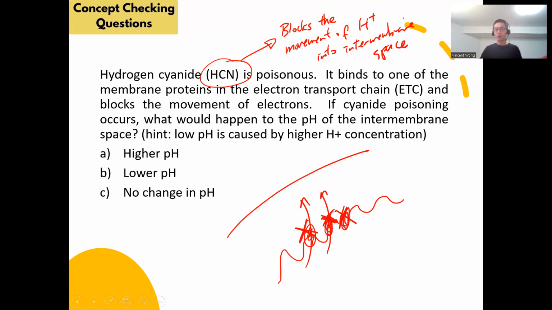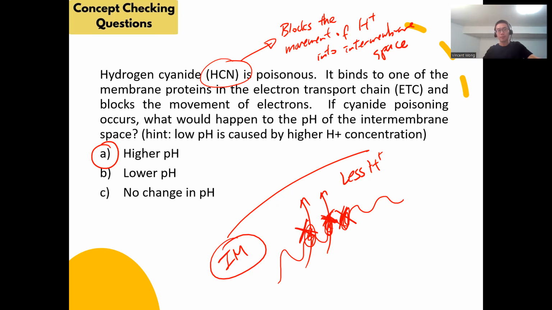Right? You cannot pump the H plus over. So this is the intermembrane space. If you can't pump the H plus, that means you have less H plus, right? If you have less H plus, is it higher pH or lower pH? Higher pH. That's right. That's the answer.